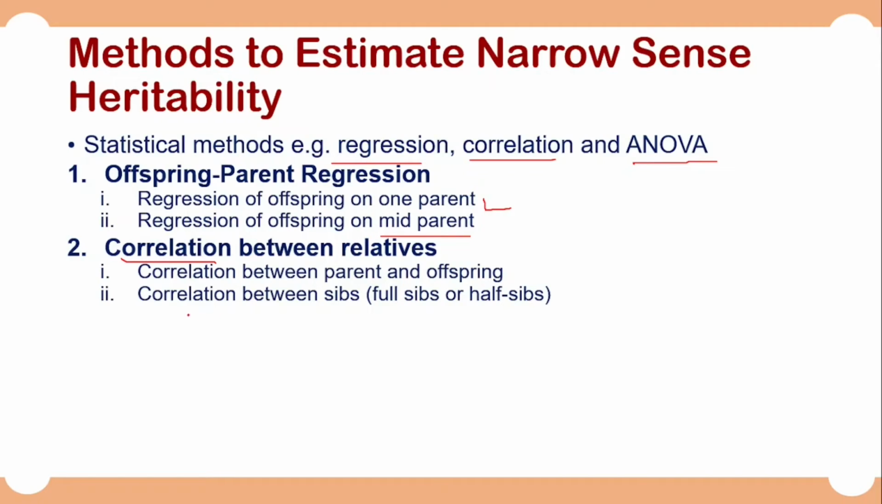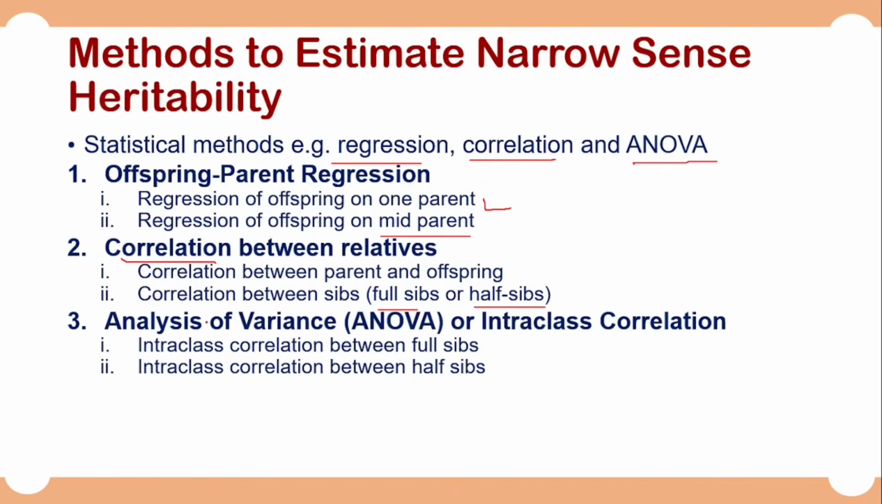The second method is if you don't have the information on the parent and offspring and you have information of sibs, then you can use the correlation between sibs to estimate heritability. And these sibs might be the full sibs or half sibs. Full sibs are those individuals which have both parents in common. For example, the real brothers. Half sibs are those which have only one parent in common. So you can use the data on full sibs and half sibs, and you can find the correlation coefficient to estimate heritability.